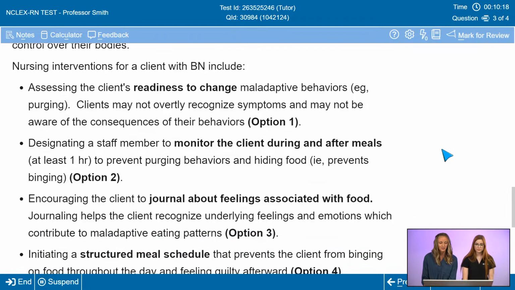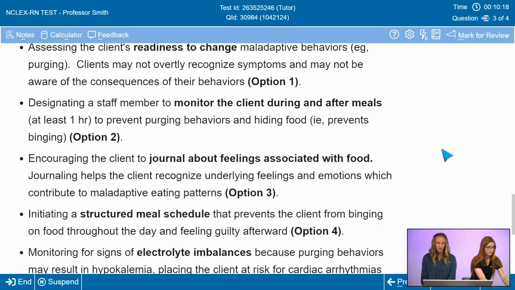So something that a nurse caring for a client with bulimia nervosa should be looking for is assessing the client's readiness for change. So if a client is experiencing purging behaviors, are they willing to stop those behaviors, or are they still at a point where they are comfortable with them and don't want to change? As sometimes they might not be aware of the consequences of their behaviors, like how it's impacting their body physiologically.